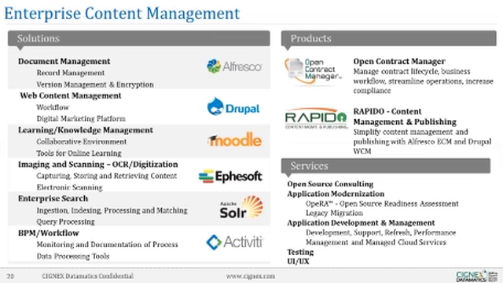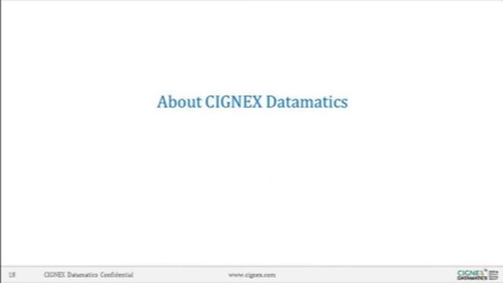In terms of our enterprise content management services and solutions, we partner with companies such as Alfresco for document management, Drupal for web content management, Moodle for learning knowledge management, and Apache Solr for enterprise search. As far as products go, we have Open Contract Manager, which helps to automate the entire contract lifecycle and reduce the contract turnaround time. Rapido is another framework for content management and publishing, which involves Alfresco ECM and Drupal integration. So there you go, the application of web scripts.